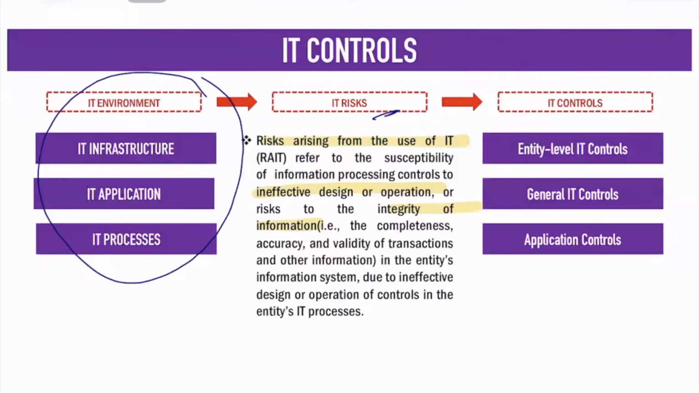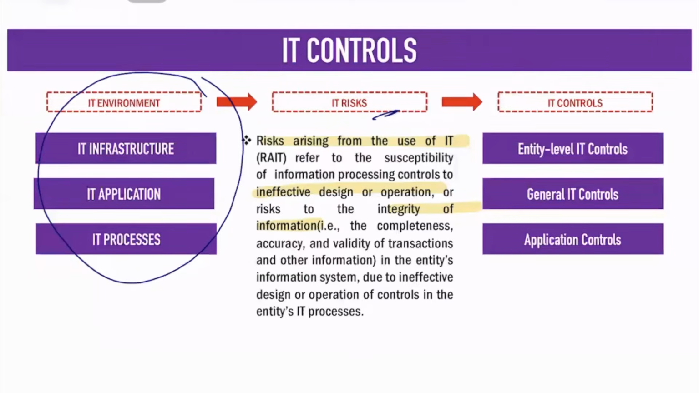So since there's an IT risk, we need to place an internal control over that IT risk. And the internal control over that IT risk is known as IT controls. And your IT controls consists of the following. First, you have your entity level IT controls. Then we have your general IT controls and then application controls.